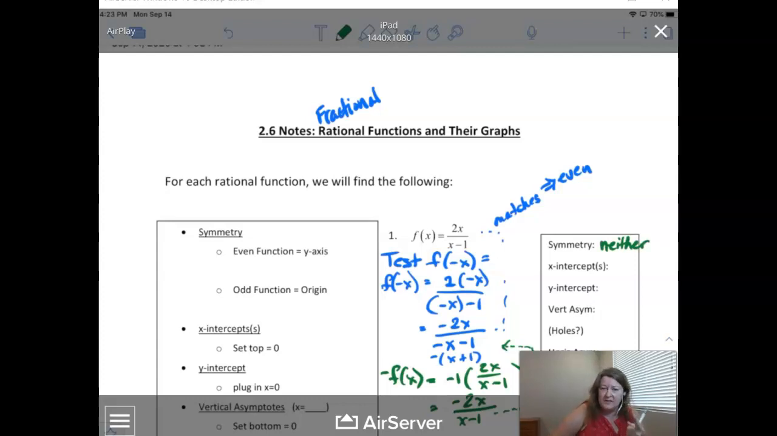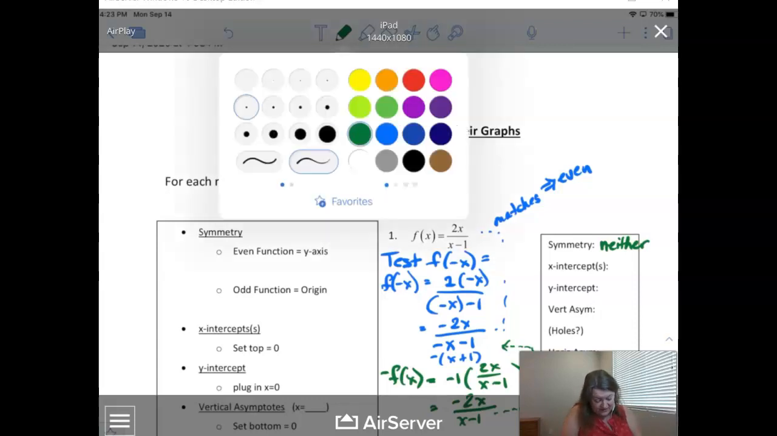So first step is always plug in a negative x, and then you're checking to see if it matches the original. If it does, it's even. If it doesn't, then your next step is to multiply the original by a -1 and see if that matches your negative x problem. If it does, it's odd. And if neither of those match, it's neither. All right, so how do we find x-intercepts?